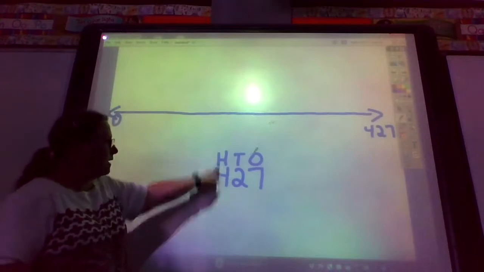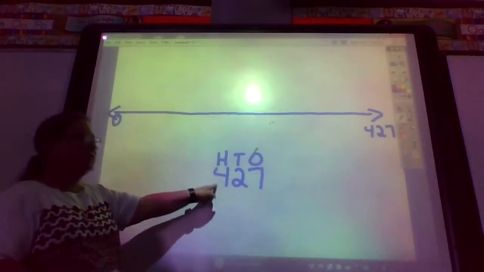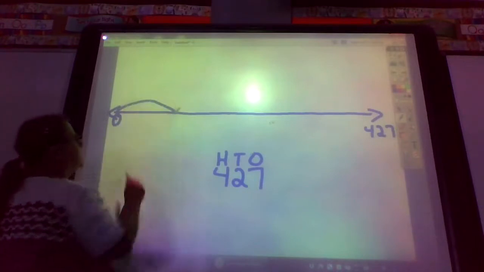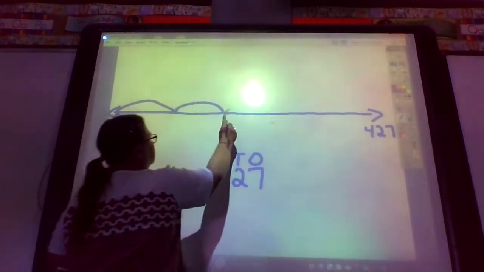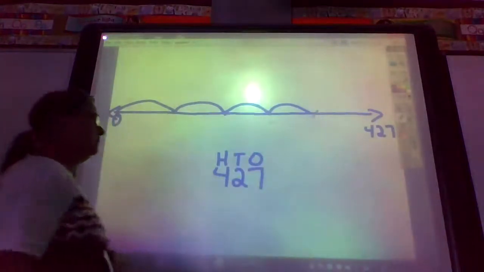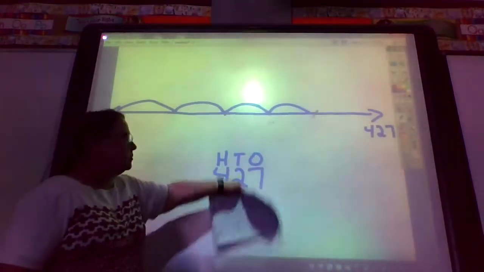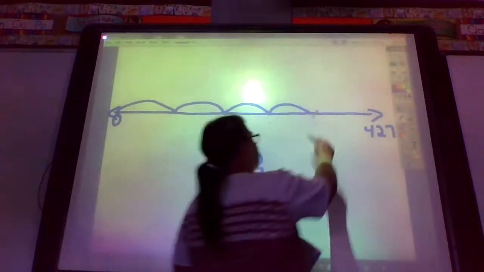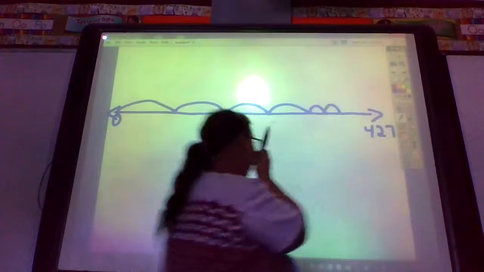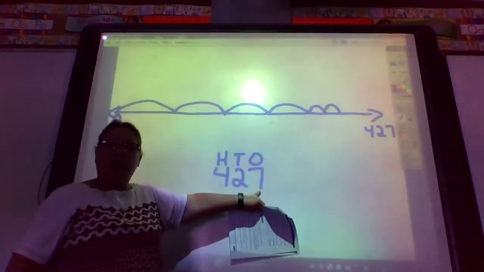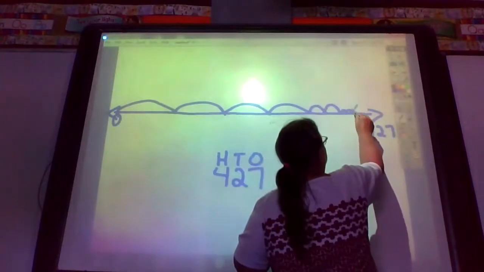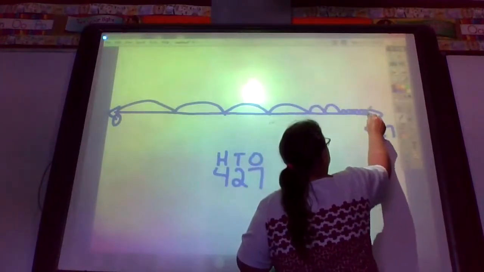How many hundreds do I have? I have 4. So I know I have to do 4 hundred hops. 100, 200, 300, 400. I have to do 2 10 hops. 1 10, 2 10s. I have to do 7 1 hops, and they're going to be tiny. 1, 2, 3, 4, 5, 6, 7.